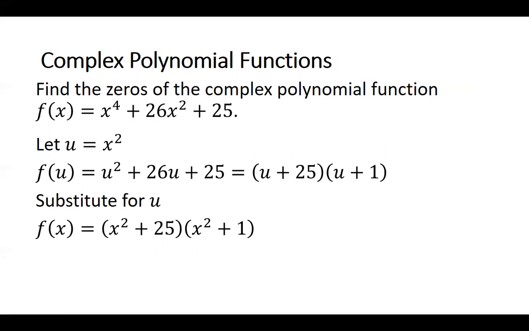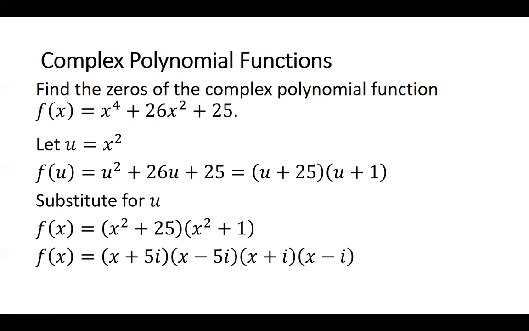So coming back to where we were here, we have x squared plus 25, x squared plus 1. 25 is a perfect square, 1 is a perfect square. So that's got to be x plus or minus 5i and x plus or minus 1i. So x plus 5i, x minus 5i, x plus i, x minus i. So our complex zeros are going to be at x equal to plus or minus i and plus or minus 5i.